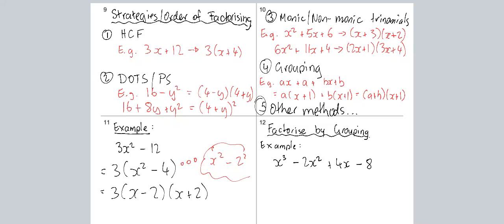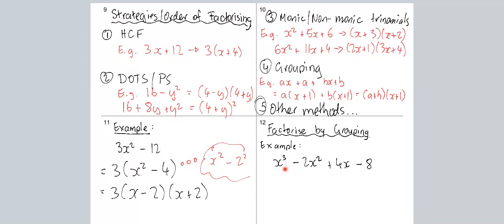Factorise by grouping. This is what I wanted to show you. With factorise by grouping, we normally have 4 terms, and what we do is we pair 2 of the terms together. Now, they might not always be right next to each other, but in this example, they are. And you take out a common factor, or the highest common factor of that pair.